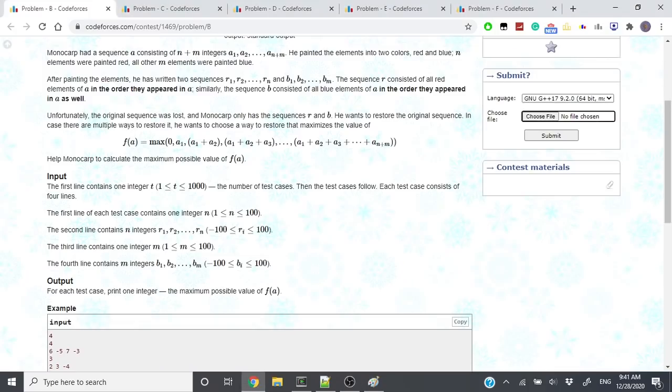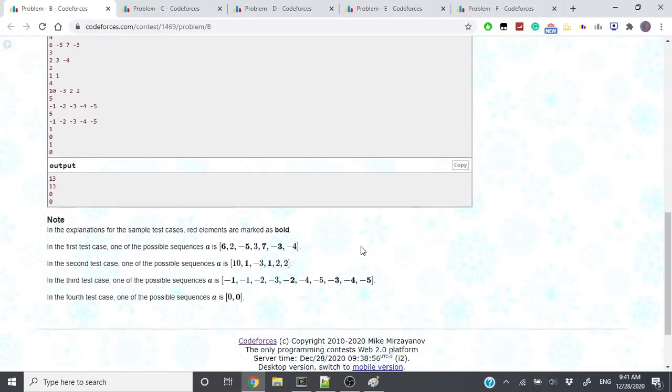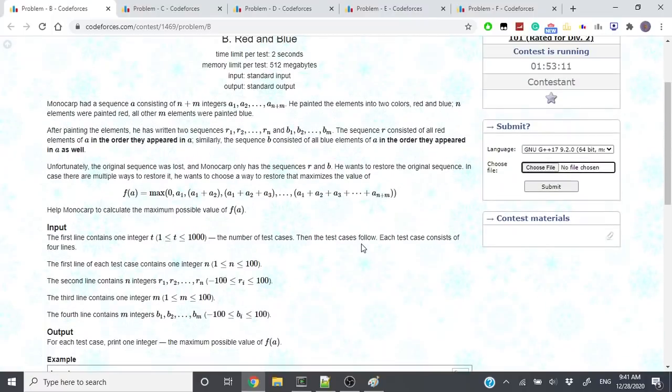Oh wait, is it? Wait. It's the maximum of the prefix sums? Maximum of the prefix sums and 0. Why does 0 matter? Anyway, I guess we maximize the prefix sums by the maximum value of a prefix sum.